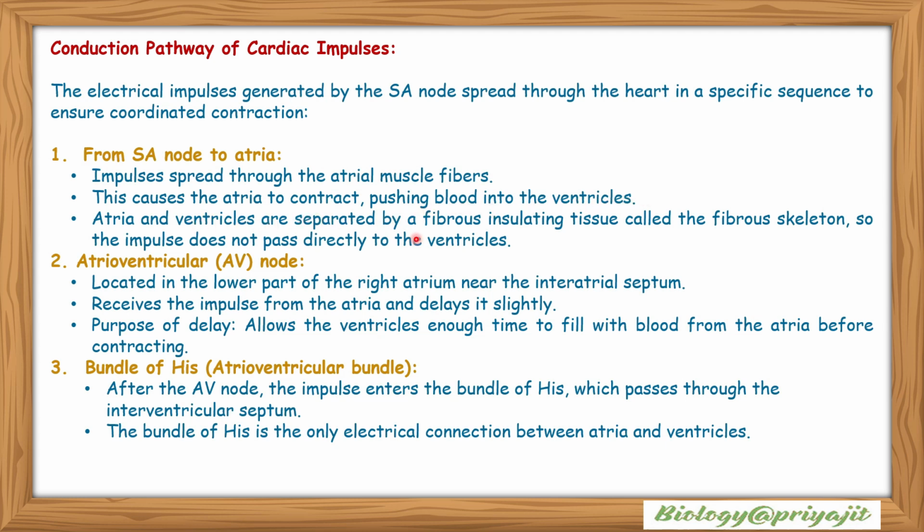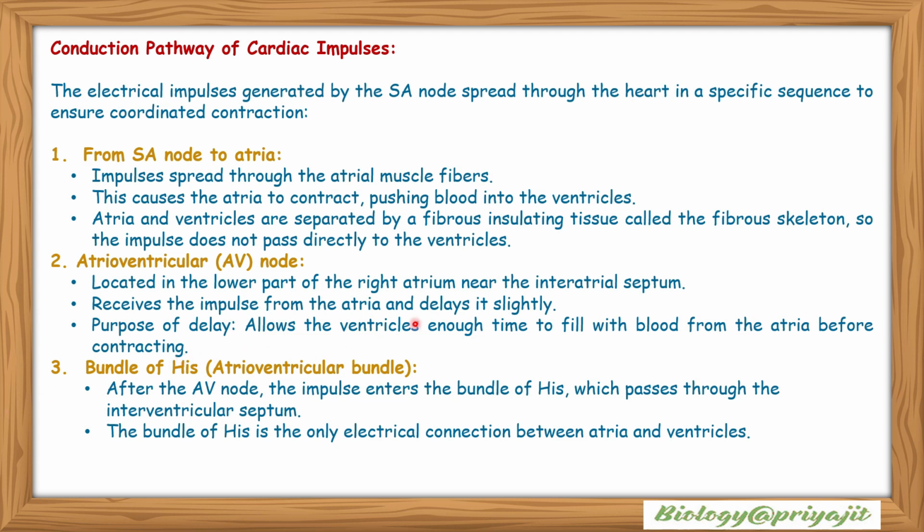Atria and ventricles are separated by a fibrous insulating tissue called the fibrous skeleton, so the impulse does not pass directly to the ventricles. Atrioventricular node or AV node: it is located in the lower part of the right atrium near the interatrial septum. It receives the impulse from the atria and delays it slightly. Purpose of delay: it allows the ventricles enough time to fill with blood from the atria before contracting.